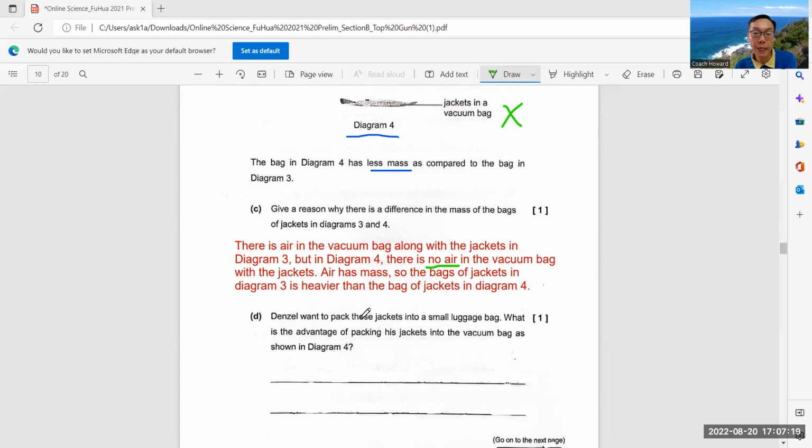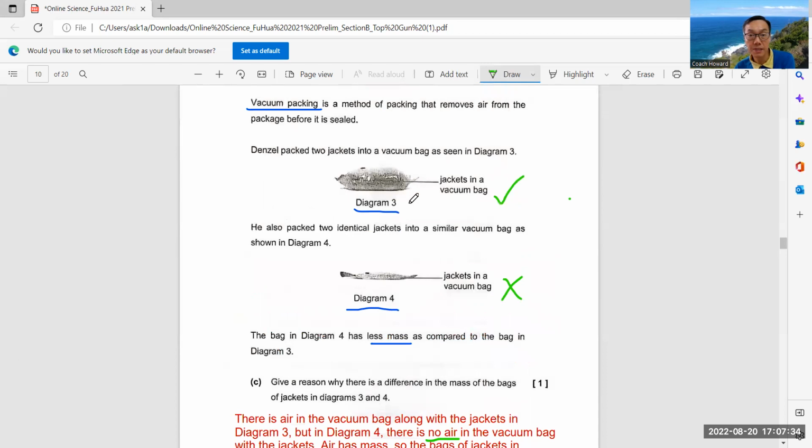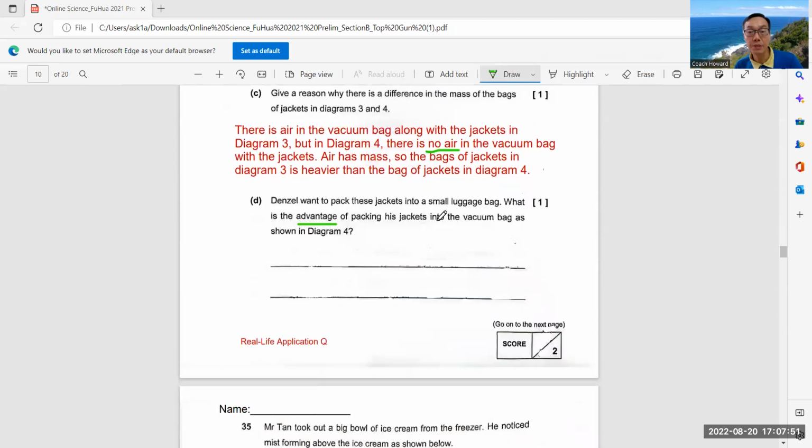Denzel wants to pack these jackets in a small luggage bag. What is the advantage of packing his jackets in a vacuum bag as shown in diagram 4? I really notice that they use up less space. Diagram 3 has greater volume compared to this one. So you should say that the bag of jackets takes up less space and is lighter because air has mass. Number 1, it takes up less space, and number 2, air has mass. Because they ask what is the advantage.